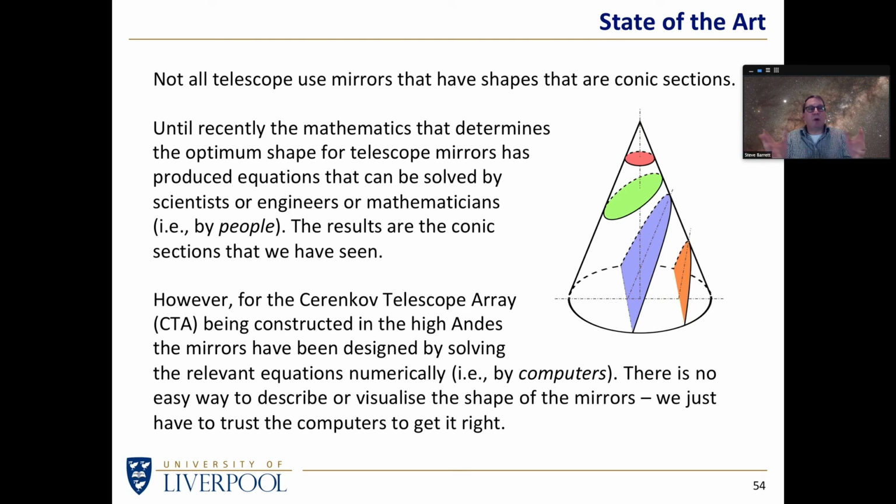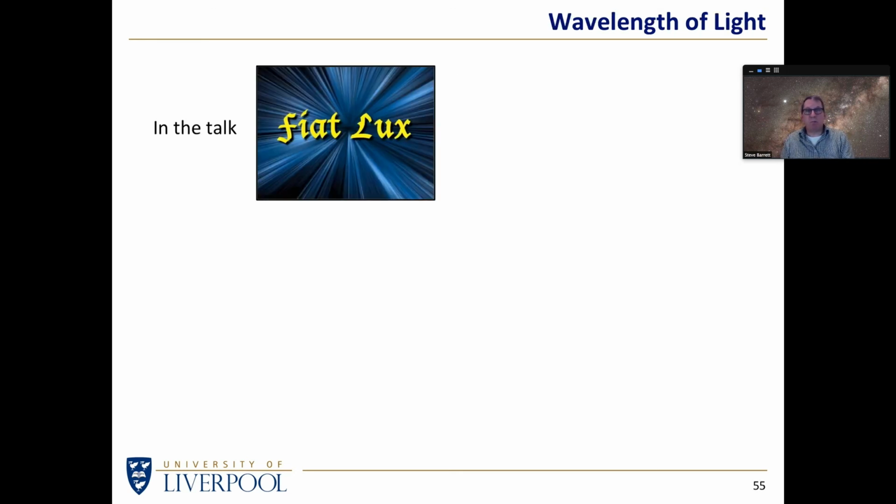But you can see that we're moving in some respects away from the idea that we can only use conic sections to make mirrors for telescopes. In principle, you don't have to if you have the right codes in your computer to calculate what shape of mirror you're going to make.